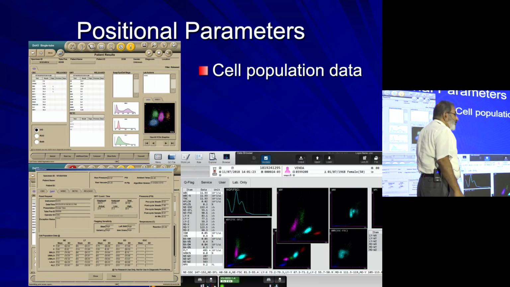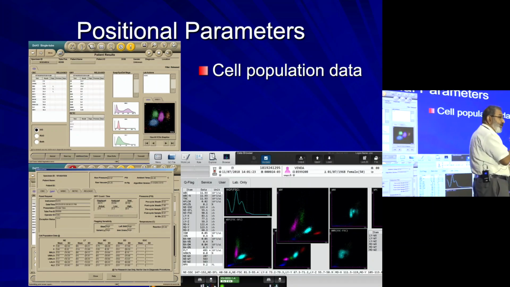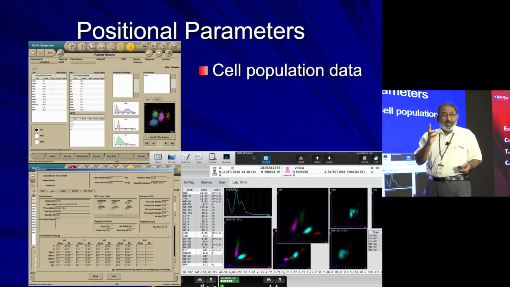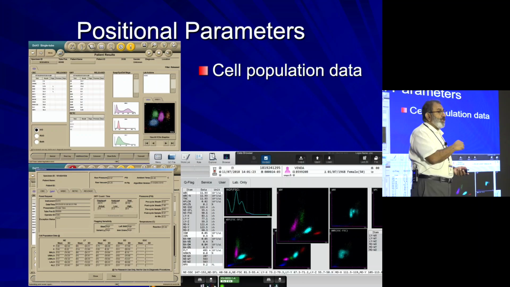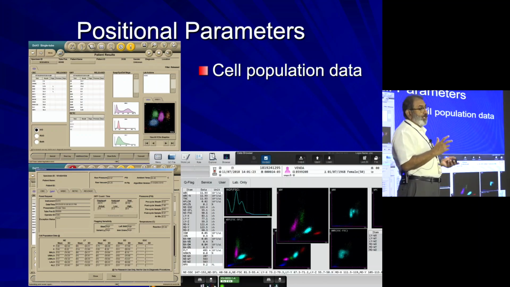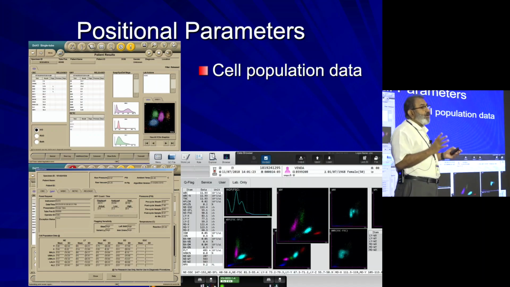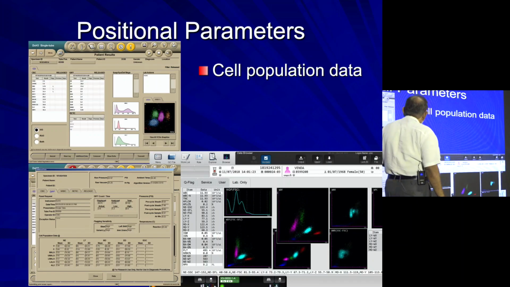So whenever we do a study using cell population to identify abnormality, we need to know that they are abnormal. Therefore, reference range is very important. Never do a study without reference range, because reference range is what you need to start your studies.